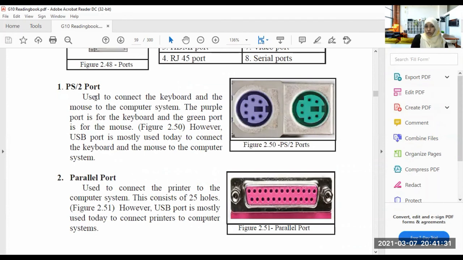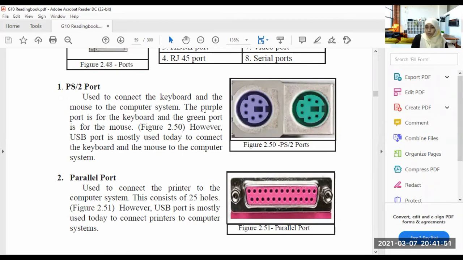PS2 ports, as I told you, are used to connect the keyboard and the mouse to the computer system. The purple port is used for the keyboard, and the green port is used for the mouse. However, the USB port is mostly used today to connect the keyboard and the mouse to the computer.